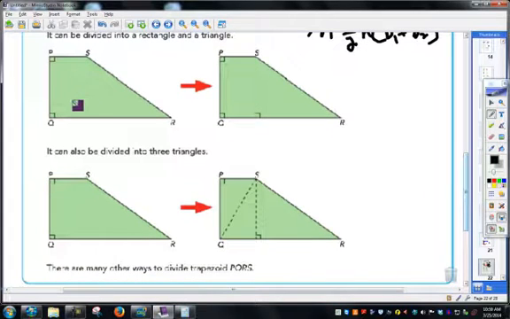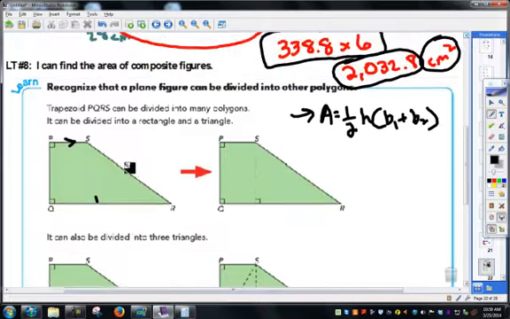So you can see, here's my trapezoid, and I know it's a trapezoid because the one classification that makes it a trapezoid is the fact that it has one set of parallel sides. So I know this would be my base 1. This here would be my base 2. And then my height would be right here because that's a right angle. Okay, so I know that.